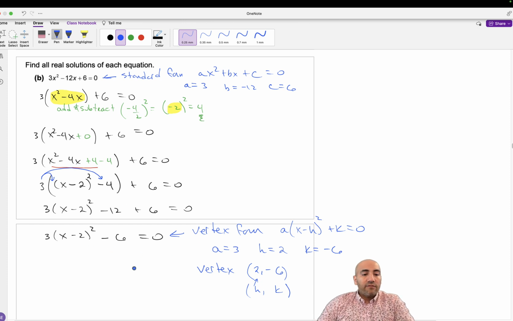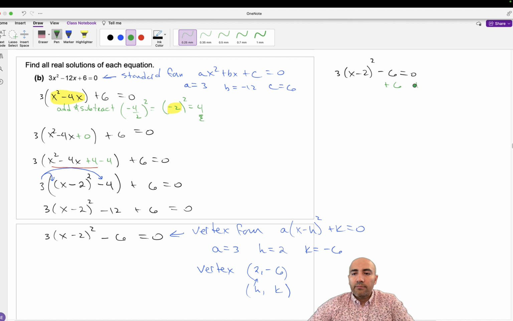Okay, so we got it into vertex form, and once we have it into vertex form, one of the advantages of the vertex form, besides being able to tell the vertex really easily, is that you can solve for x really easily as well. So let's copy it back up here. So we ended up with 3(x minus 2) squared minus 6 equals to 0. To solve this guy, I'm going to add 6 to both sides. So I end up with 3(x minus 2) squared equals to 6.